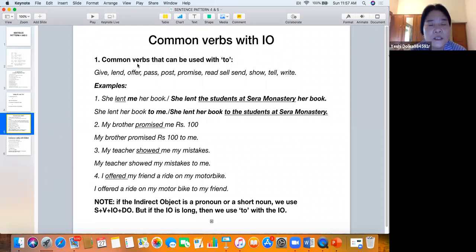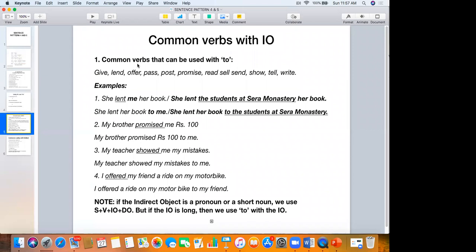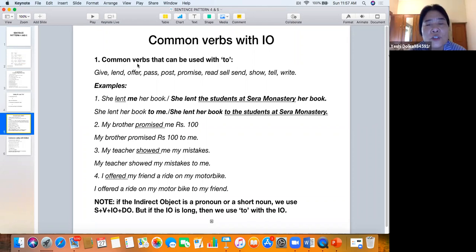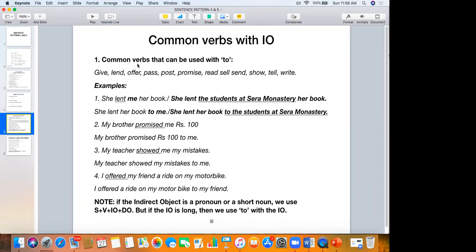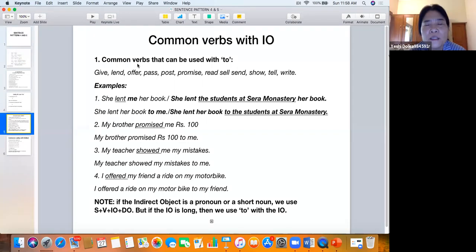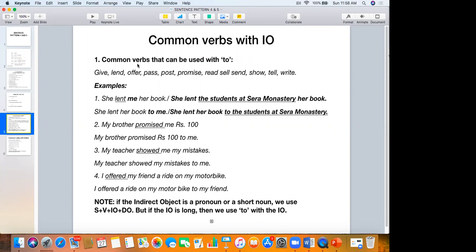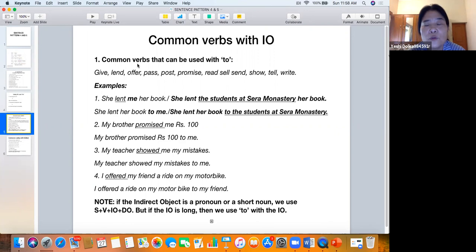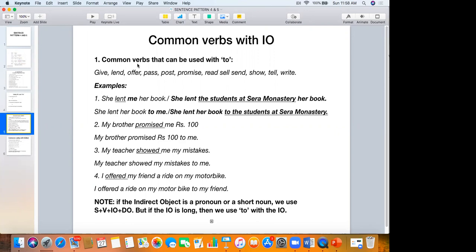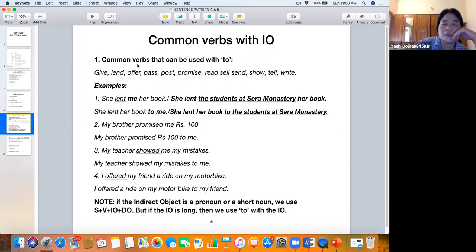Yes, any more sentences in this pattern? I sell Dorji a cell phone. You can put the past tense. I sold Dorji a cell phone. I sold a cell phone to Dorji. Okay. Yes. Any more sentences? Okay. Two objects here today.